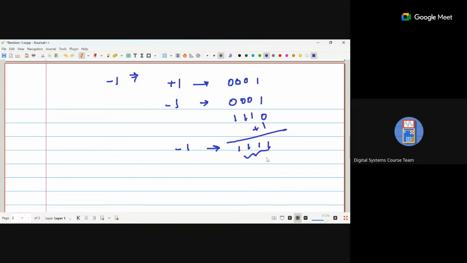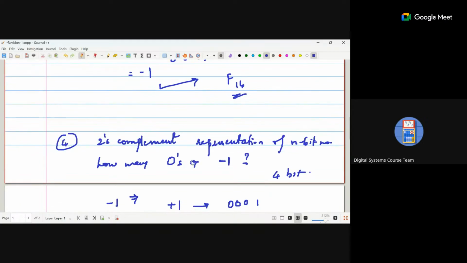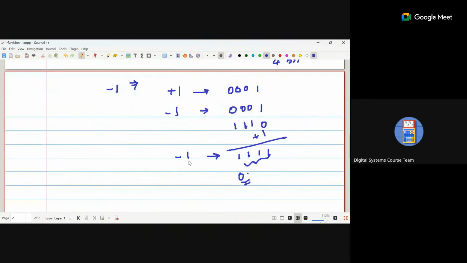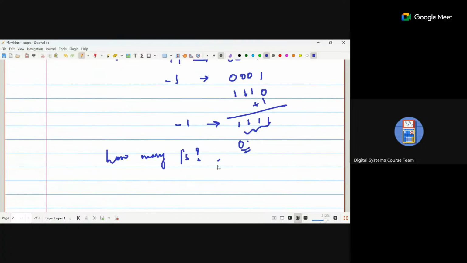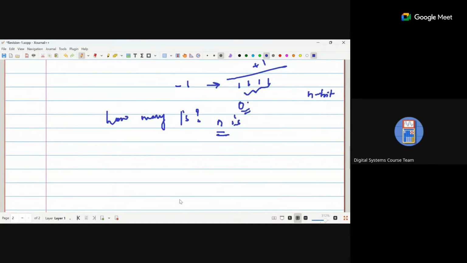Now how many zeros will be there? Zero. Correct. So there are no zeros in the 2's complement representation. Then how many ones will be there? N ones, right? It is an n-bit number, so there will be n ones, because for minus 1, all the digits will be 1. Any doubt in this? Okay.